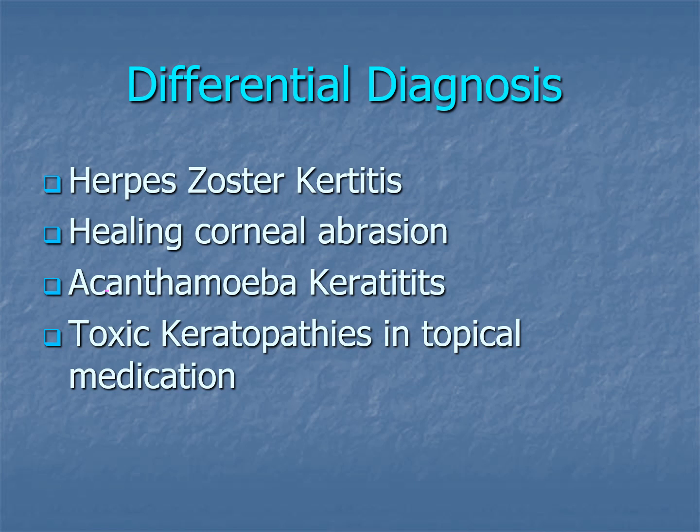Whenever you come across herpes simplex keratitis, you must keep in mind herpes zoster keratitis, healing corneal abrasions, acanthamoeba keratitis, and toxic keratopathies from topical medications. They all cause dendritic keratitis, but in these cases the dendrites are not as peculiar as in herpes simplex keratitis, which has terminal bulbs. In these cases, they are tapering and linear.